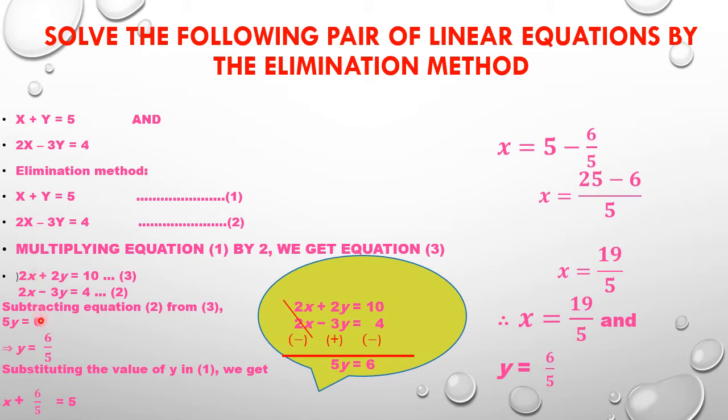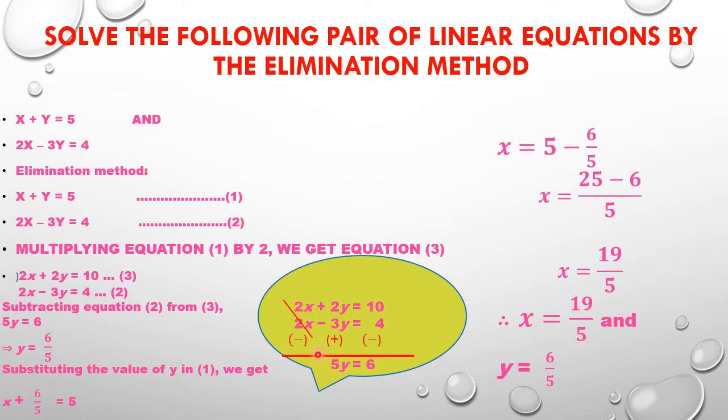How can we eliminate them? We are going to subtract equation 2 from equation 3, which I have done over here. On subtracting the second equation, you have to change the signs of the numbers. Here the sign of coefficient 2 is plus, it will become minus, and this minus sign will become plus, and here also the positive 4 will become negative 4.